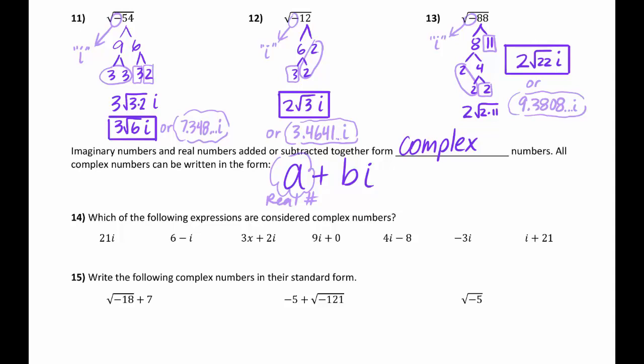It could be like 7, it could be 17.3, it could be a fraction like 2/3. Negatives are real numbers as well. So it's any number that you have seen up to this moment in your math career. Then the bi part is the imaginary part. This is an imaginary number.